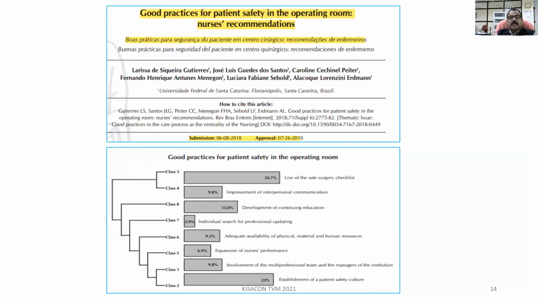In a study conducted in 2018 in Brazil, 24.7% said the use of the safe surgery checklist is a good practice, and establishment of a safety culture are the major aspects of improving the quality systems in hospitals. It also includes other factors like continuing education, availability of resources, involvement of a multi-professional team, etc.